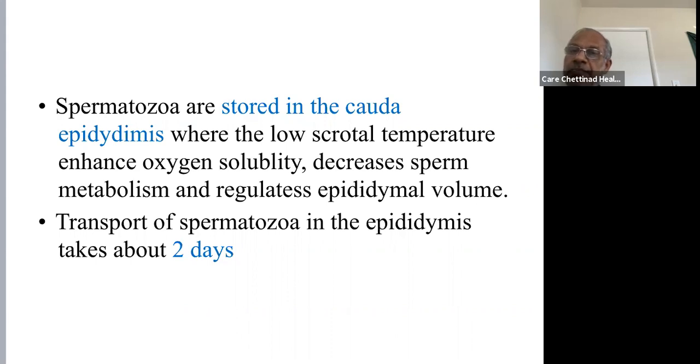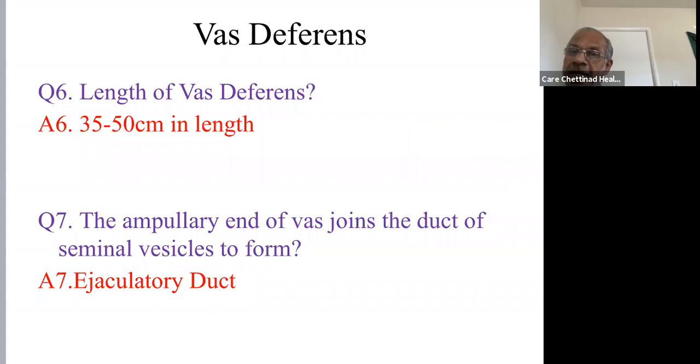Vas deferens, as you saw before, can be absent in some men in a condition called congenital bilateral absence of vas deferens or vasal aplasia. It's about 35 to 50 centimeters long. The ampullary end joins the seminal vesicle to form the ejaculatory duct.